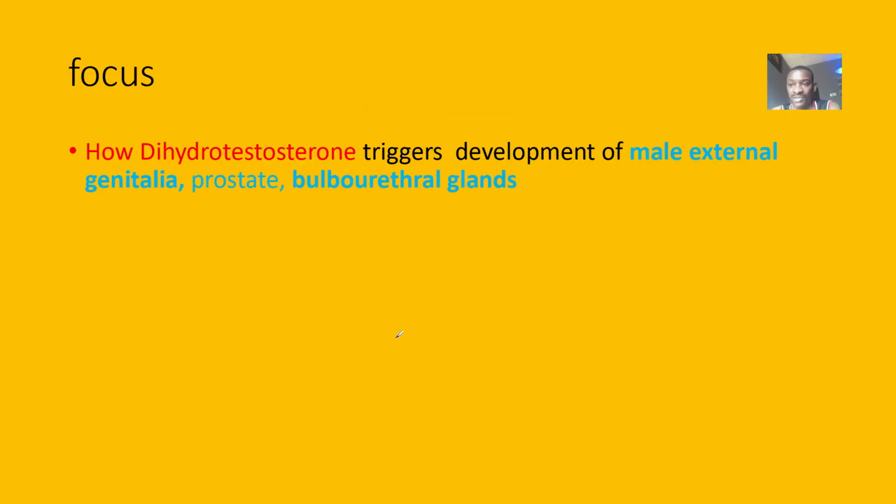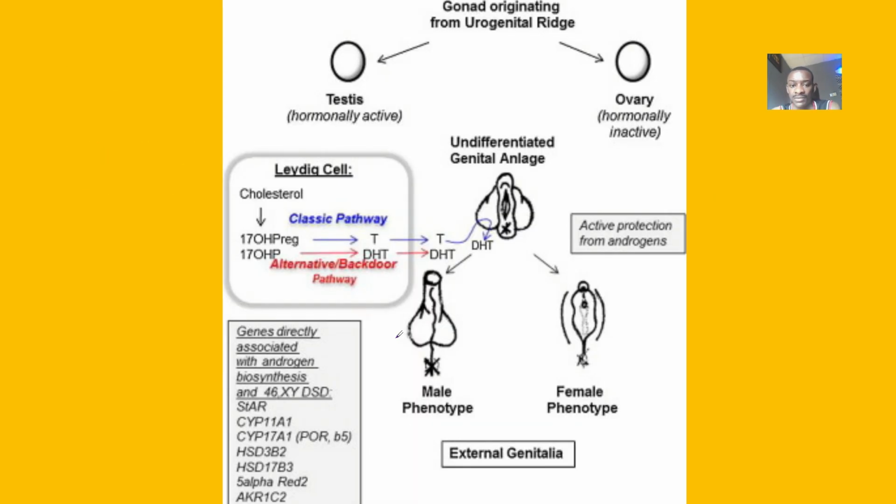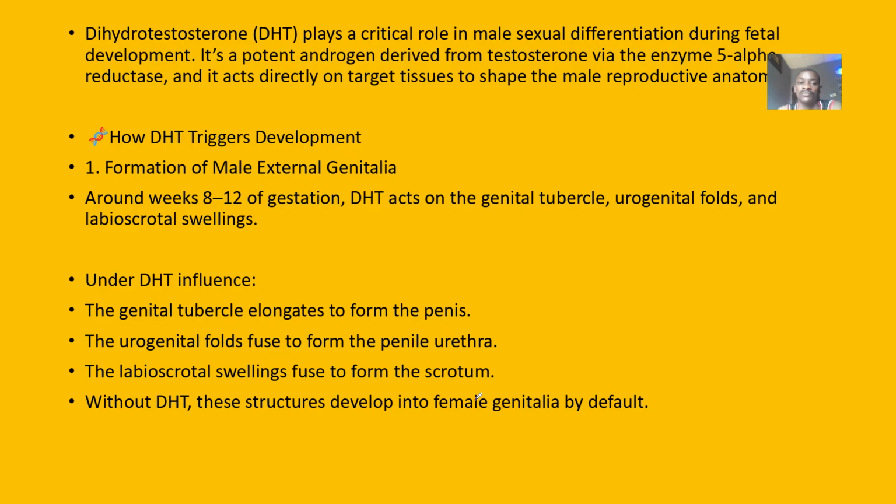So dihydrotestosterone, you can see DHT. So once DHT comes in, the person automatically becomes male. So how is this? Okay, and why is this? So it actually plays a critical role in male sexual differentiation. That's for you to now ultimately come and say somebody's male, somebody's female.